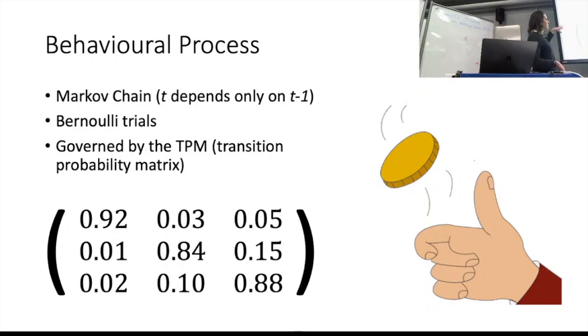The other thing to note about this is that the rows are going to sum to 1, and that's because these are all probabilities. Okay? Sound good? Cool.